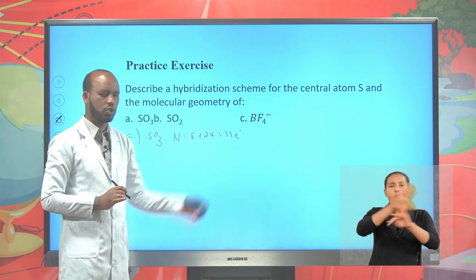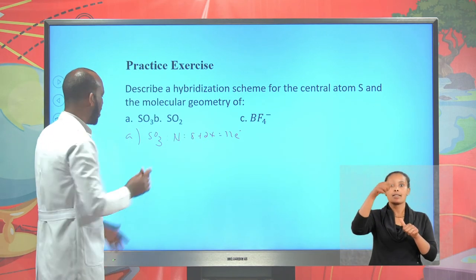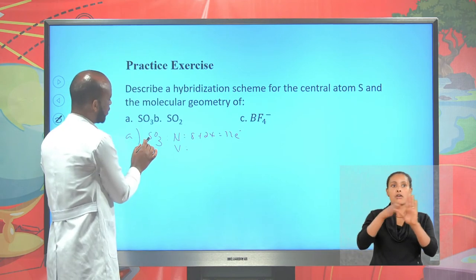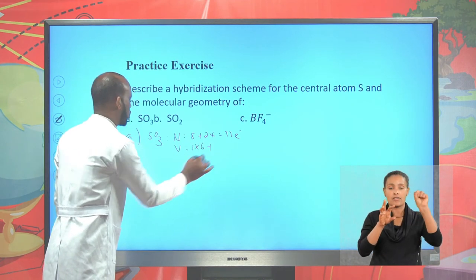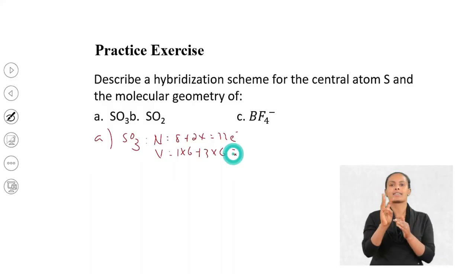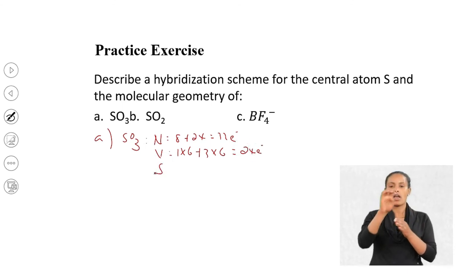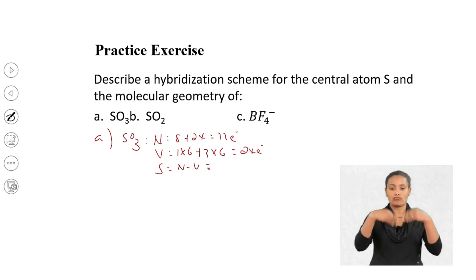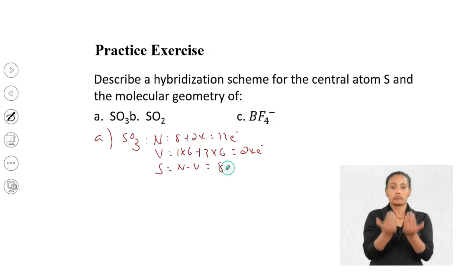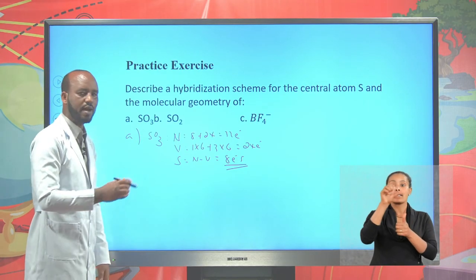Because all atoms tend to have a noble gas electronic configuration. Valence electrons, V: the valence electron of sulfur is 6, 1 times 6 plus 3 times the valence electron of oxygen, again 6, equals 6 plus 18, which is 24 electrons. Now shared electrons, electrons which are involved in bond formation, is obtained by subtracting V from N, N minus V, which is 32 minus 24, is 8 electrons.